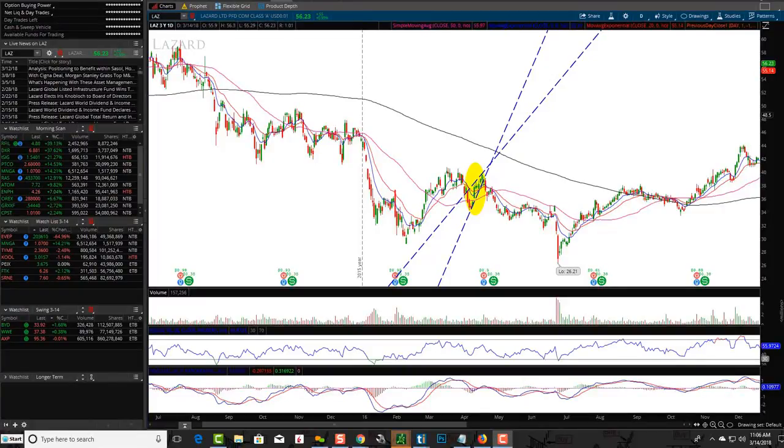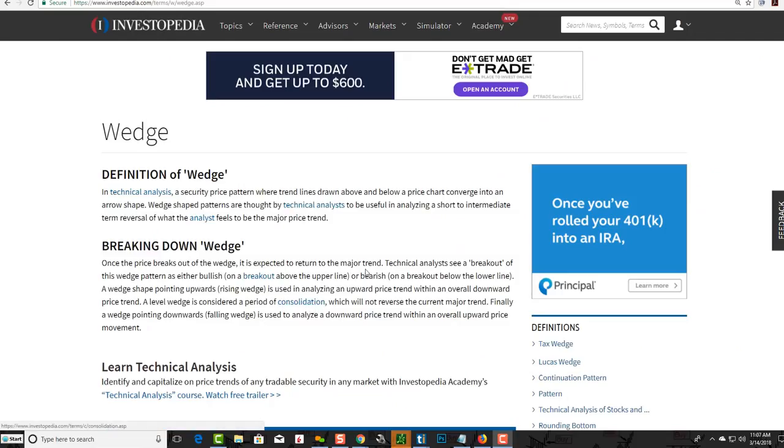Wanted to make this video on the rising wedge pattern. So, the definition of a wedge. In technical analysis, a security price pattern where trend lines drawn above and below a price chart converge into an arrow shape. Wedge-shaped patterns are thought by technical analysis to be useful in analyzing a short to intermediate term reversal of what the analyst feels to be the major price trend.